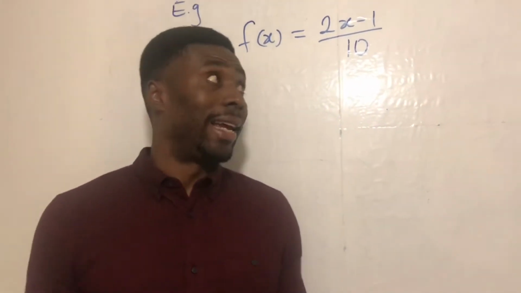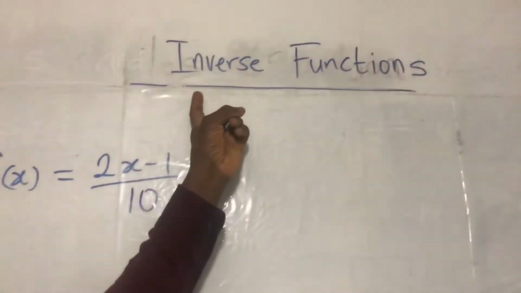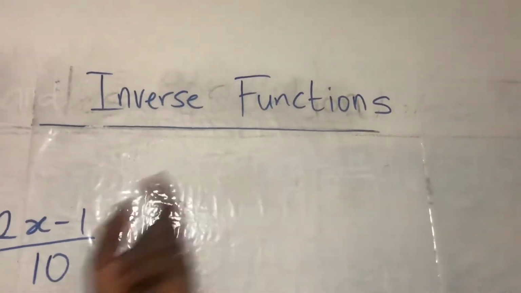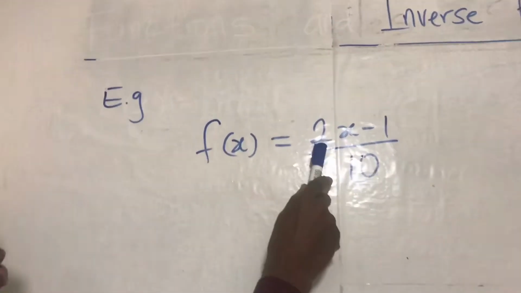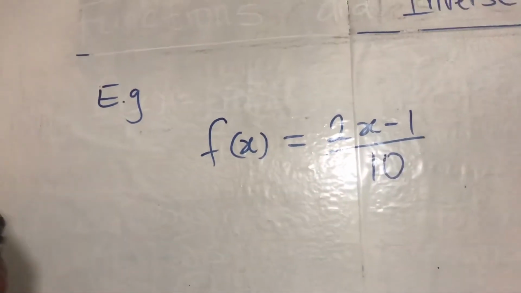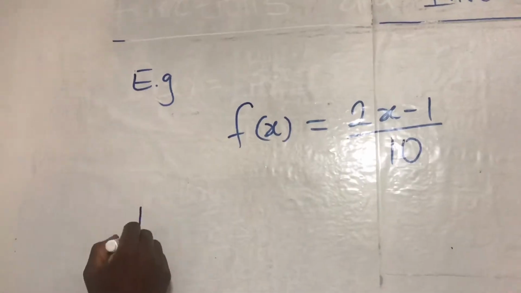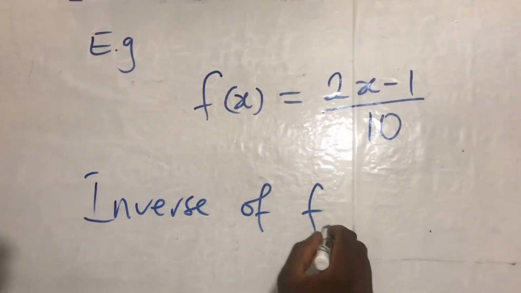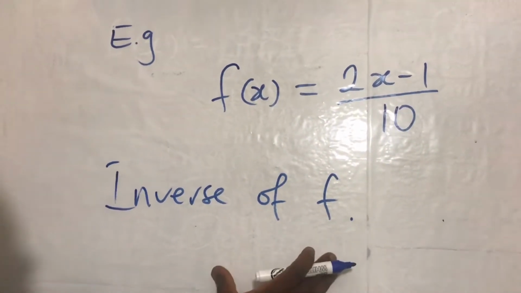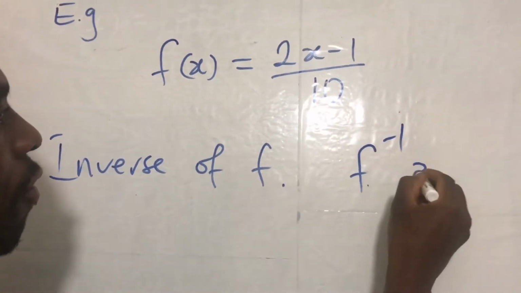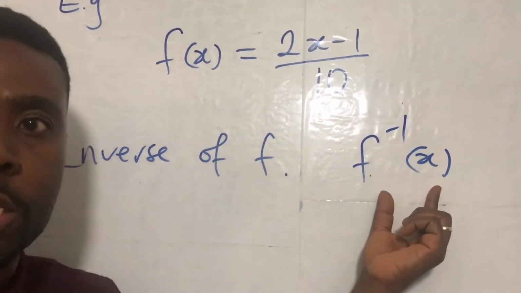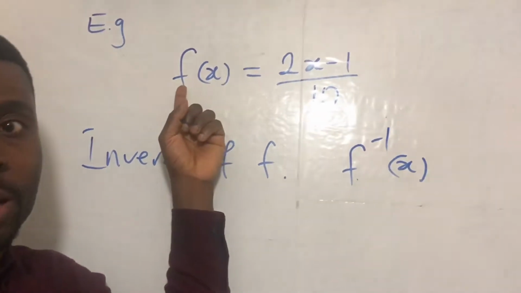In this video, we're going to have a look at inverse functions. So we start with an example where we have f of x equals (2x minus 1) over 10, and we want to find the inverse of the function f. The notation for inverse function is simply f inverse of x. This is the notation we use for the inverse of the function f.